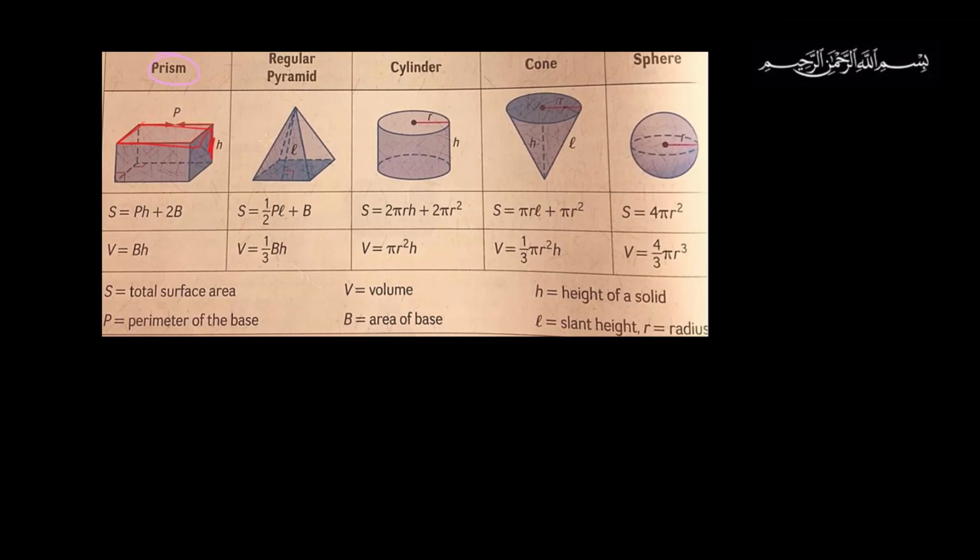For a pyramid, the surface area is defined as 1/2 P times L, plus B. So what is the P? The perimeter of the base, and L is the slant height, and B is the area of the base. So you can use this formula to find the surface area of each of these figures.